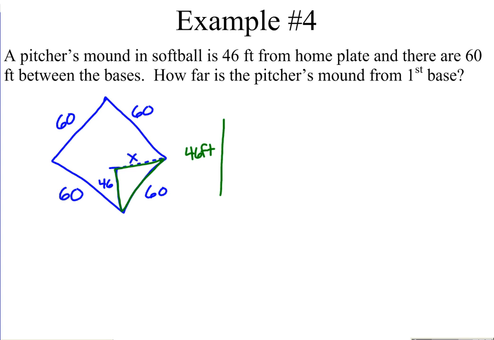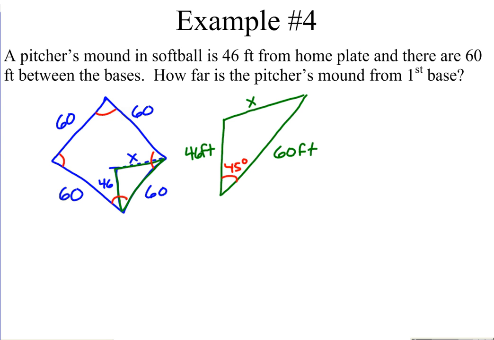46 feet from the mound to home plate. We don't know how far it is to first base. We know that that distance is 60 feet. So back here in the picture, again, you're reminded that each of these angles are right angles. So that means if that's a right angle and the pitcher's mound is directly in straight line from home plate to second base, that this angle right here then has to be half of that, which is 45 degrees.